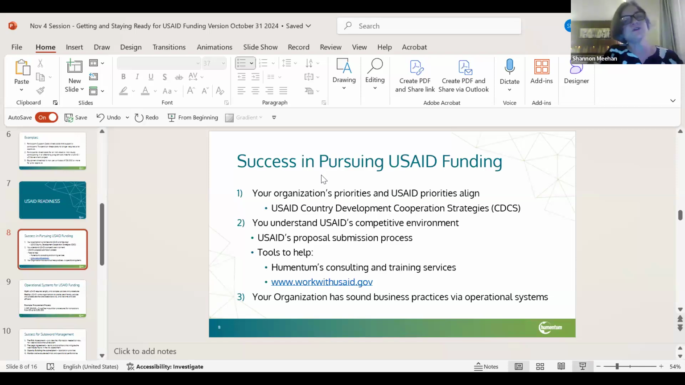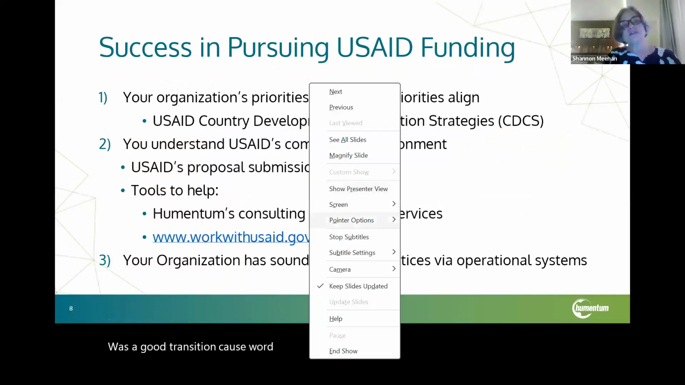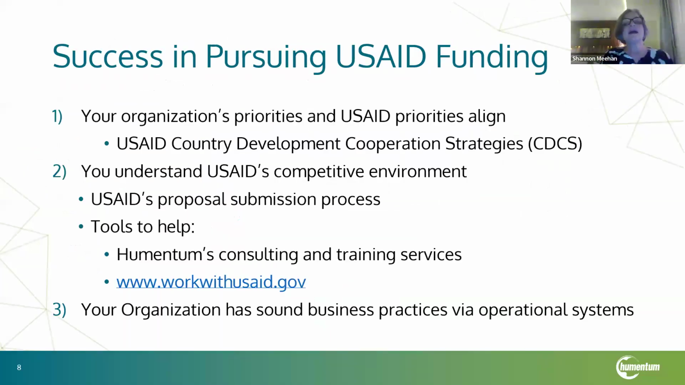But it was a good transition because we're transitioning after answering many of your questions. We are transitioning to how to be successful when you're pursuing USAID funding and when you have USAID funding. So when you're pursuing USAID funding, the number one success is that your priorities and USAID priorities align. And the best resource to use for knowing USAID priorities are their country development cooperation strategy document.